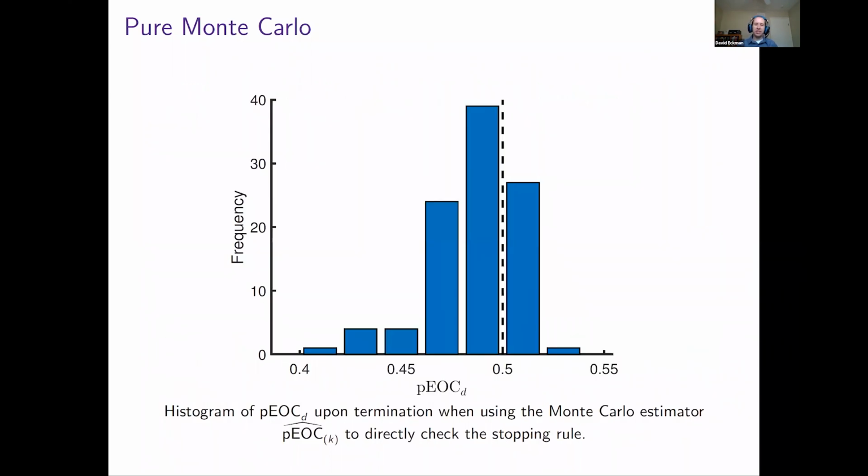And in support of this, we implemented that procedure of using the Monte Carlo estimator to check the stopping rule, and we see that the posterior EOC upon stopping, when you're looking for a nominal target of less than 0.5, there's really only a slight deterioration in that Bayesian guarantee from using only the Monte Carlo estimator.